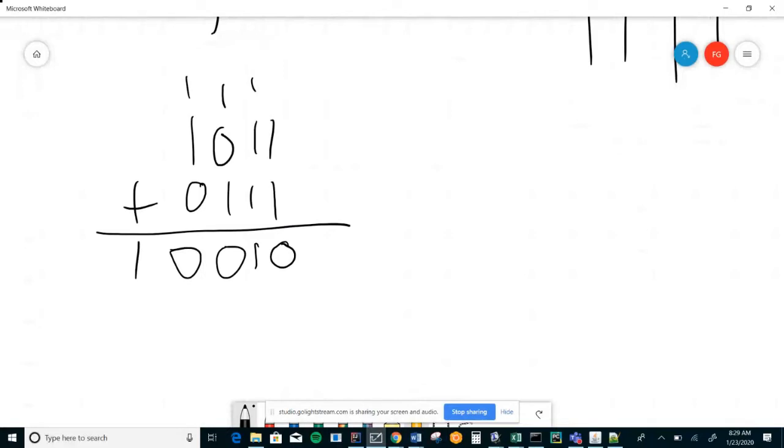Let's see what this looked like in base 10 terms. So I've got a 1, a 2, and an 8. So that number was actually 11. Here I've got a 1, a 2, and a 4. That number was actually 7. And when I add them, I get 18. Down here, I've got a 0 in the 1's place, a 1 in the 2's, 0s in the 4's and the 8's, and a 1 in the 16. So I've got 16 plus 2, 18. So they agree with each other in some form.